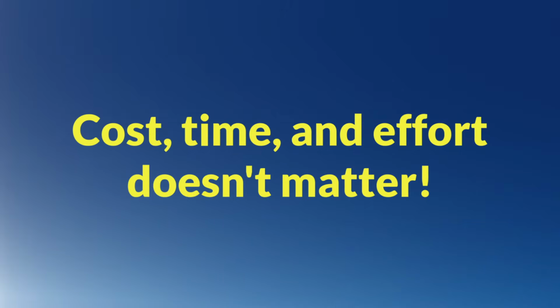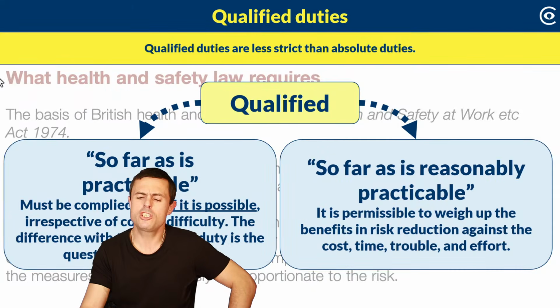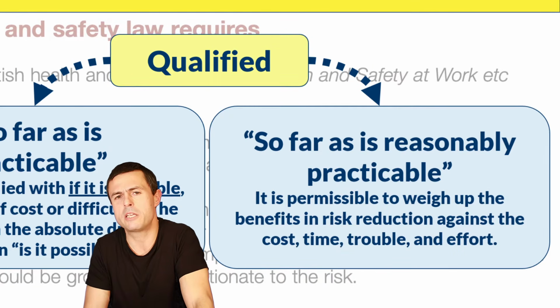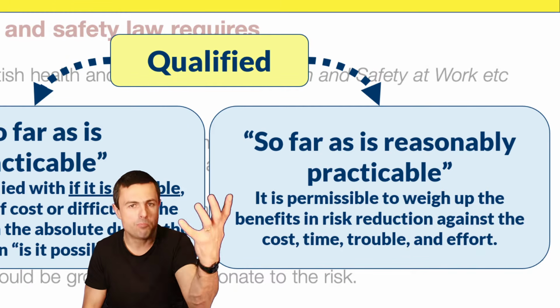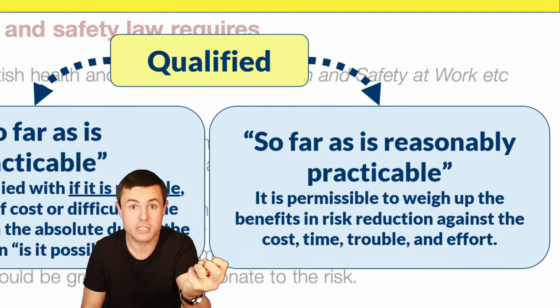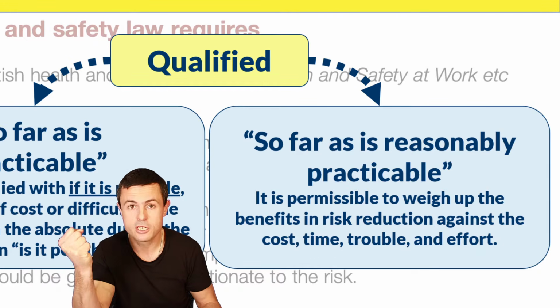And the cost doesn't matter. Cost, time, effort, disruption, doesn't matter. You've got to do it. That's what "so far as is practicable" means. Now, what does "so far as is reasonably practicable" mean? Well, it means that we are allowed to compare the benefits of doing this versus the cost, time, and effort. So there's a little bit of a cost-benefit analysis here. I'll explain that more precisely in a moment, but first let's do an exercise.